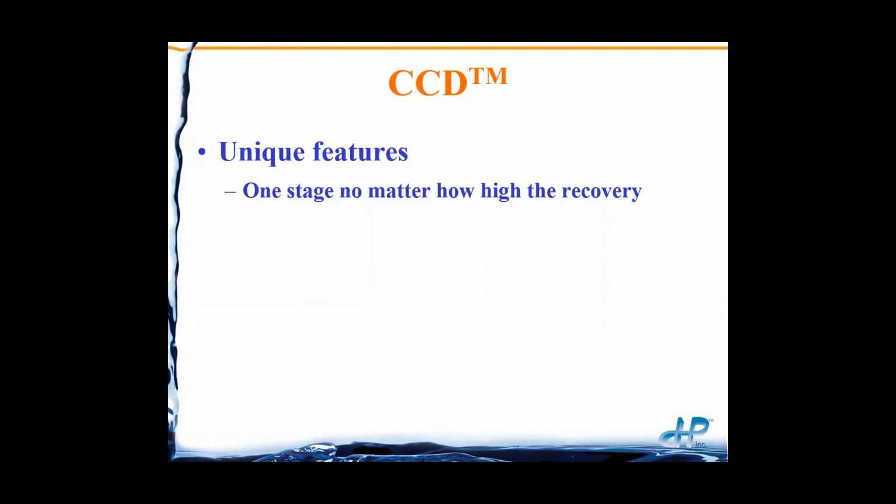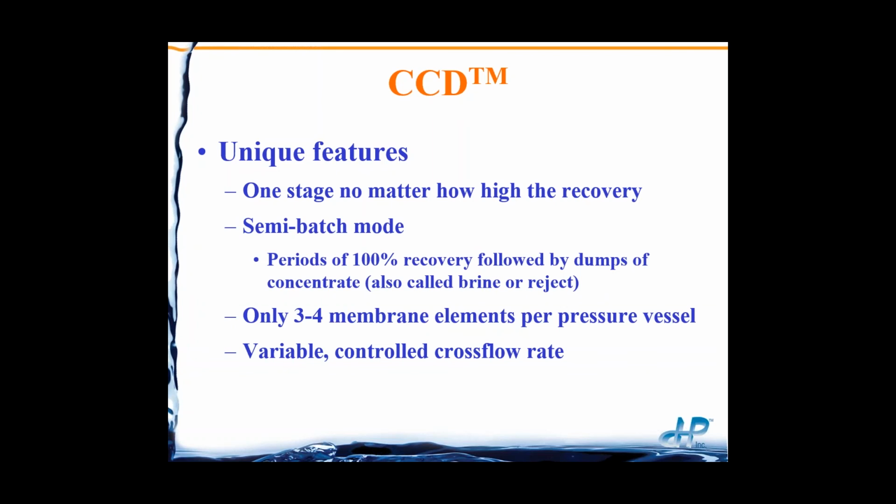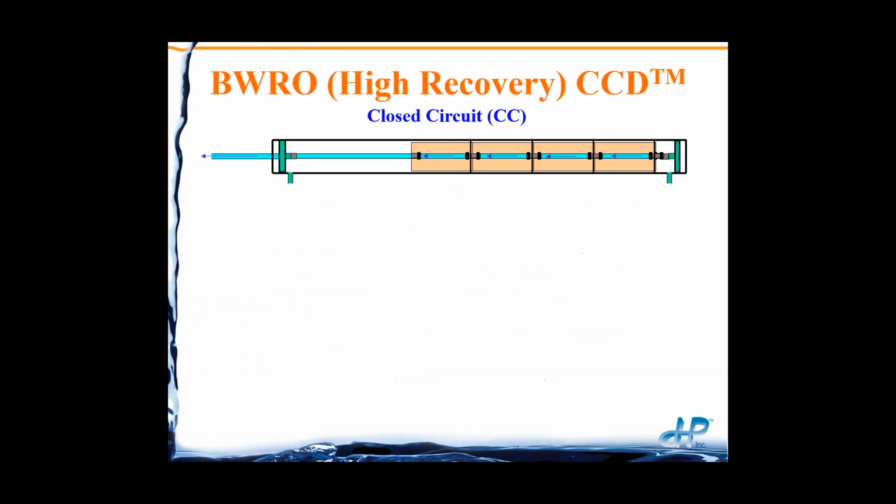So one stage, no matter how high the recovery. We talked about, if you want to go to 90%, 95% recovery with conventional, you'd be at 3 or 4 stages. Well, with CCD, only one stage. It's a semi-batch mode. 90% of the time, you're operating at 100% recovery, and only 10% of the time are you dumping the reject. Only 3 to 4 membrane elements per pressure vessel, typically 4. Variable controlled cross-flow rate, variable controlled recovery rate.